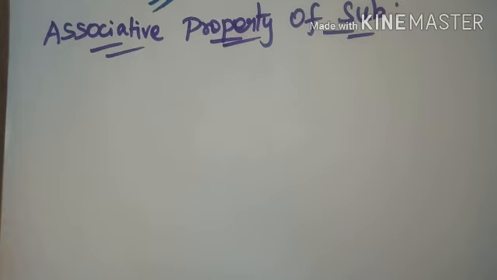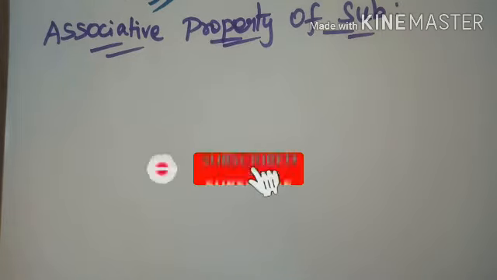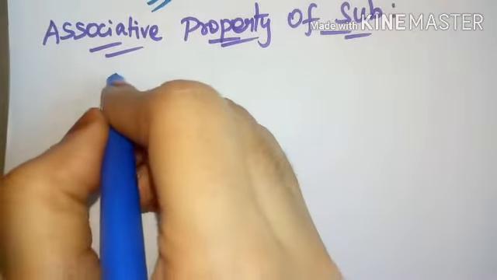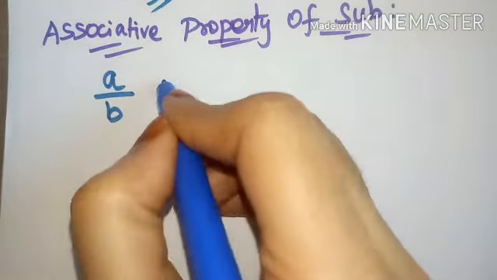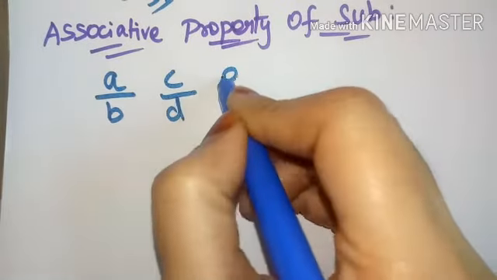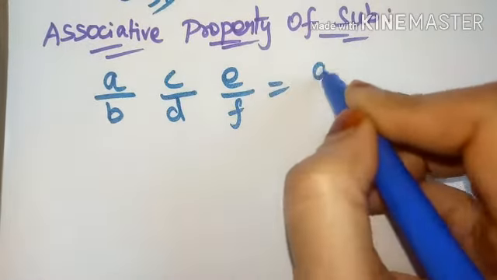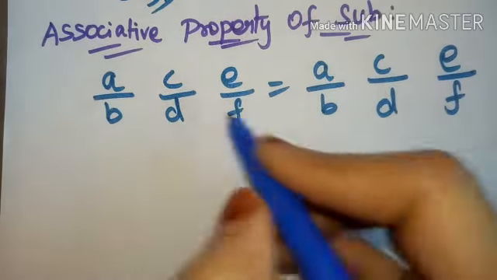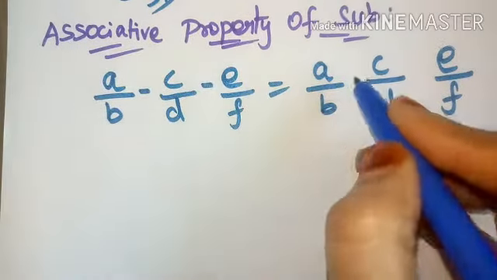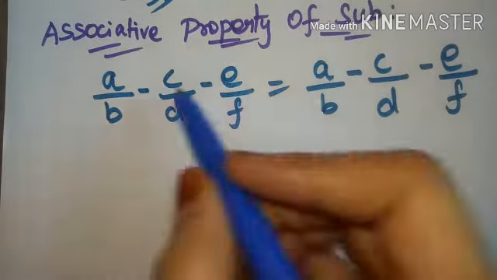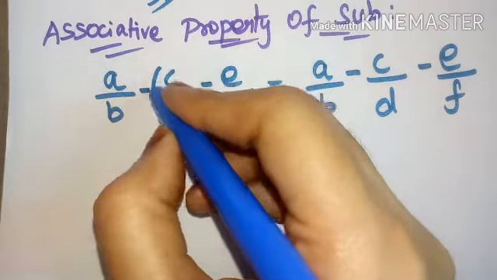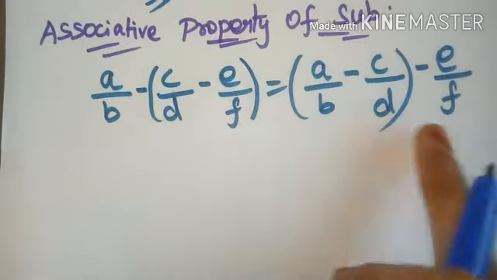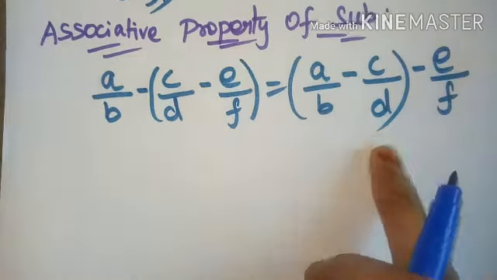Let us solve associative property of subtraction. The same as what we did in add. Three fraction terms a upon b, c upon d, e upon f is equal to a upon b, c upon d, e upon f. Subtraction means minus, minus. Associative property means we have to put the bracket first here, after that here. That is the difference between LHS and RHS.